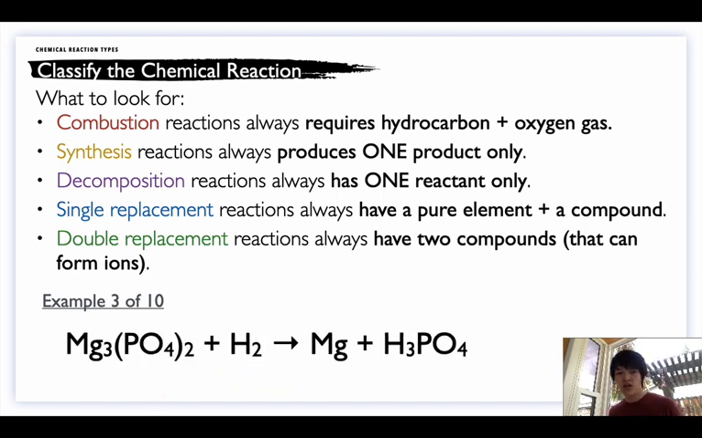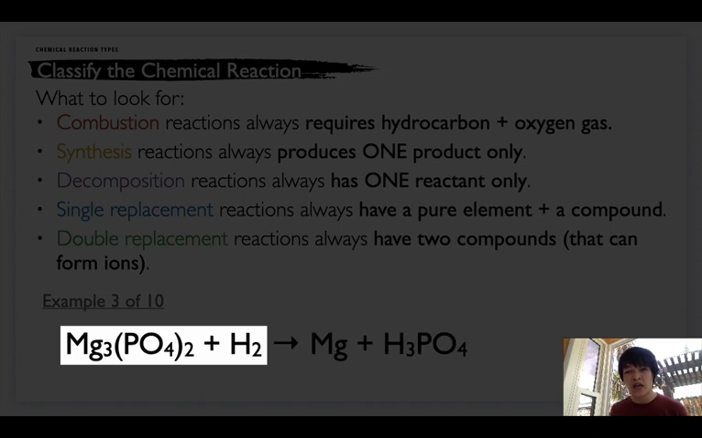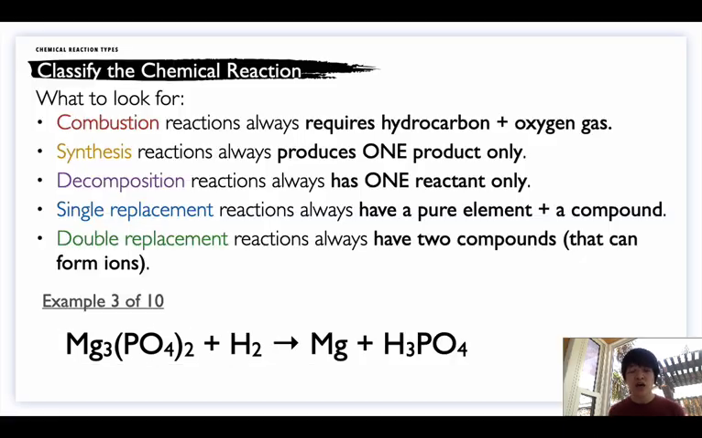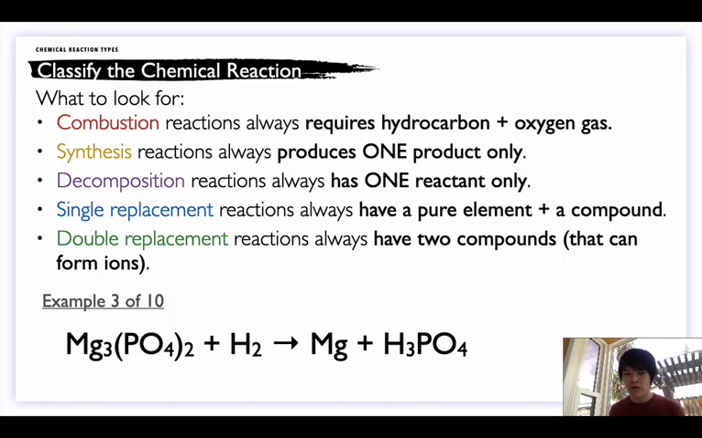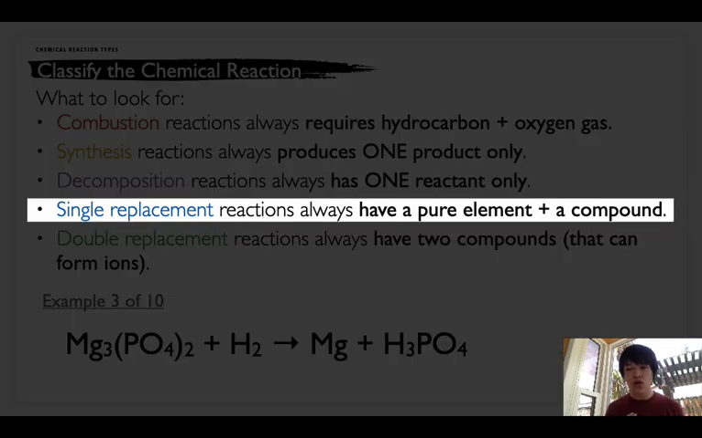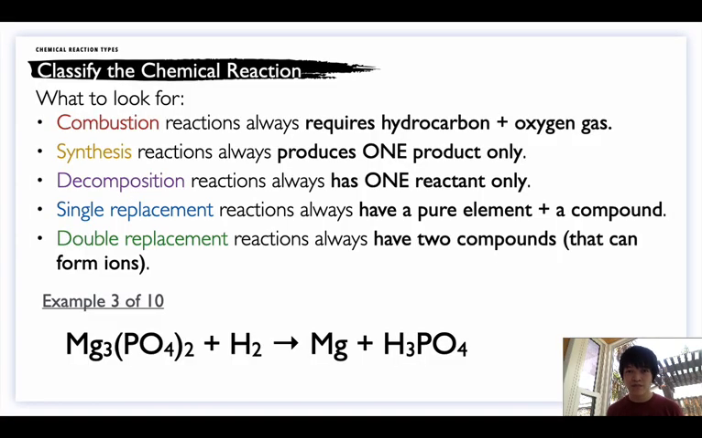For example 3, magnesium phosphate is reacting with hydrogen gas, and it's producing magnesium and phosphoric acid. Okay. For this reaction, since there is a single element or a pure element and a compound, which is multiple elements combined together, since there's a pure element and a compound on both sides of the equation, this is a single replacement reaction.